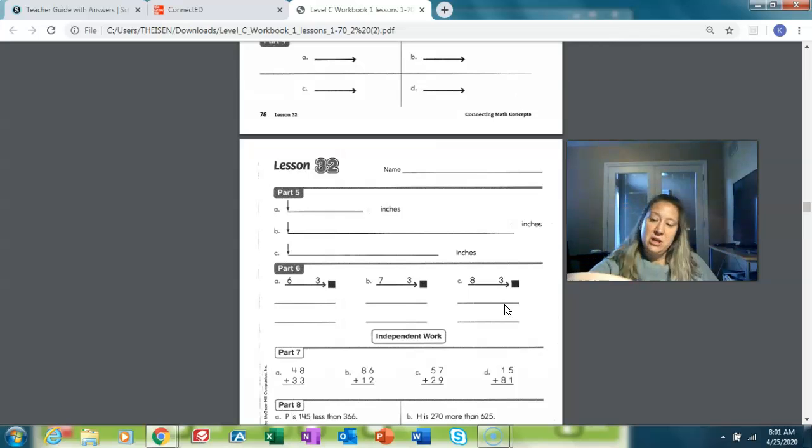Good job. So for your independent work, you are going to work parts 7 through 13. Remember when you do the 2-digit addition that some of the answers for the ones column will have 2 digits, and you'll make sure that you put the tens digit in the tens column and the ones digit in the ones column. Okay?